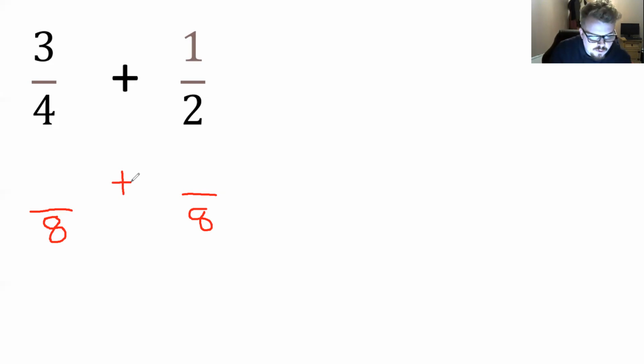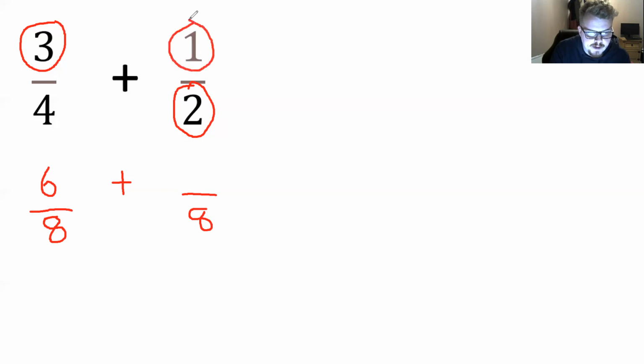In order to solve that, what I do is I multiply the first numerator by the second denominator. And that will be the number that appears here for the first numerator of my new fraction. So I do 3 multiplied by 2, and that gives me 6. And then I multiply the second numerator by the first denominator. And so I've got 4 times 1, which gives me 4.